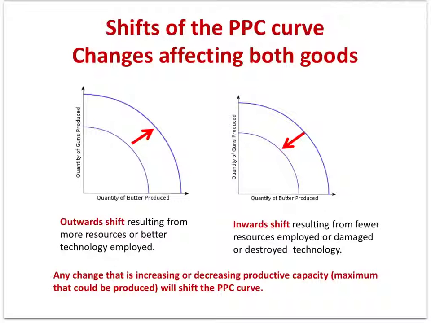So the answer to our question is this: PPC will shift outwards if we have more resources to be used in production process, or we use better, more advanced technology. Or PPC will shift inwards if we have less resources available to be used in production or technology is damaged in some way.